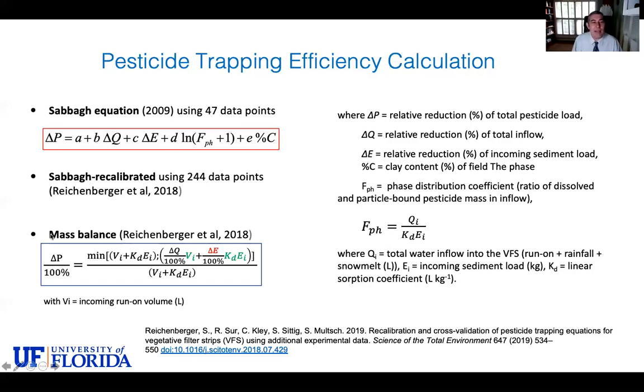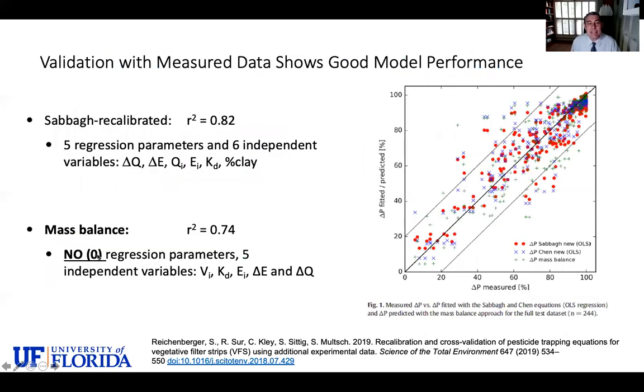Okay, and then they also propose a mass balance. The mass balance essentially is, again, liquid phase, solid phase, how much chemical is in each one of the phases, and ultimately on the basis of that, how much gets settled and how much gets out. This is the last equation. And notice that the nice thing about this equation is that it has 0 regression coefficients, okay? Versus the Savard recalibrated, which was the best standard, you know, the good prediction.